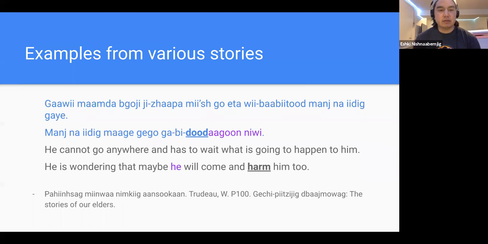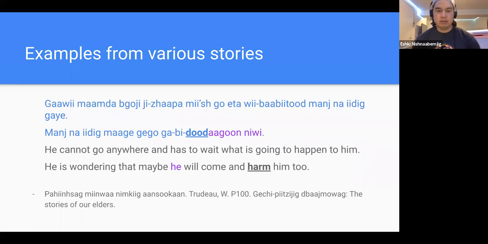So this is from the same story. Gawi mamda bugo jijapa mish goeta wi babitud manjna idek magege go gabaduda gonnewe. He cannot go anywhere and has to wait what is going to happen to him. He's wondering that maybe he will come and harm him too.